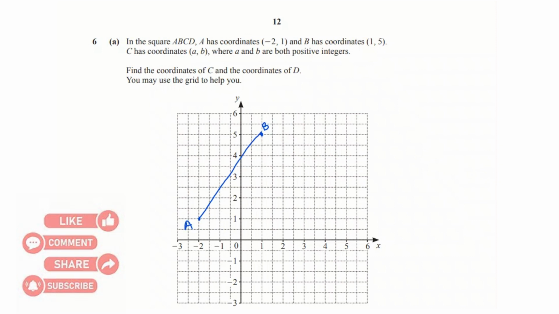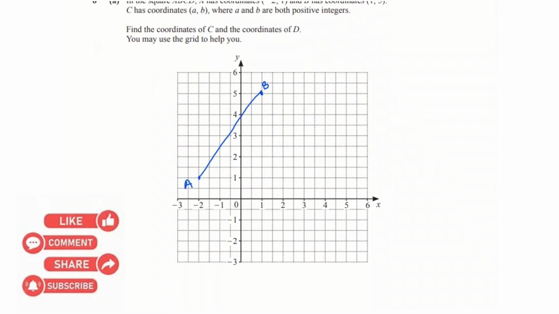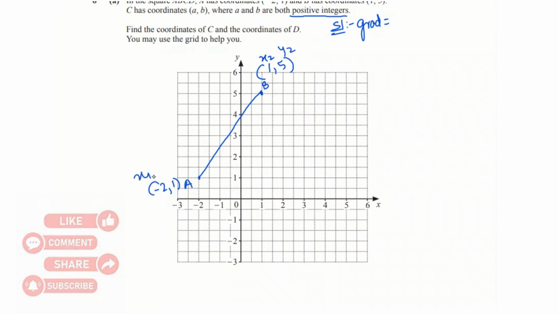Now we have to find out 2 points such that C has both coordinates positive. That means C is going to come over here. So our first step is going to be to find out the slope, that is the gradient. This is -2 and 1, this is 1 and 5. So we are going from here to here. This is your x1 y1, B is x2 y2. So 5 minus 1, 1 minus -2, so we get 4 upon 3. This is your y and this is your x translation.